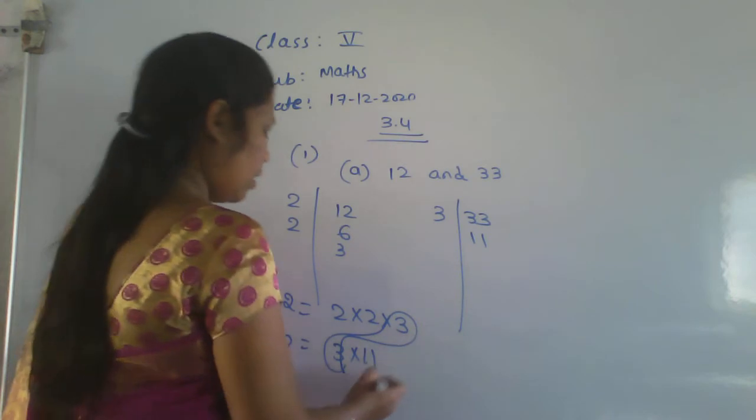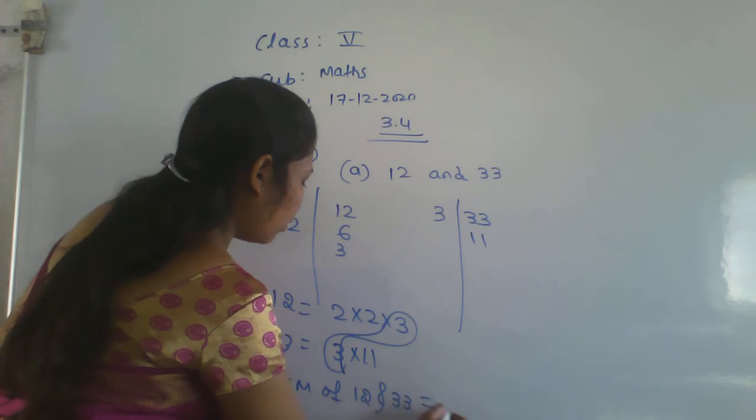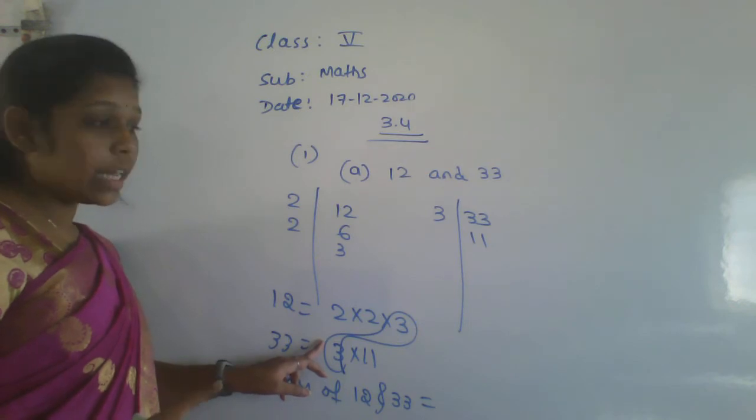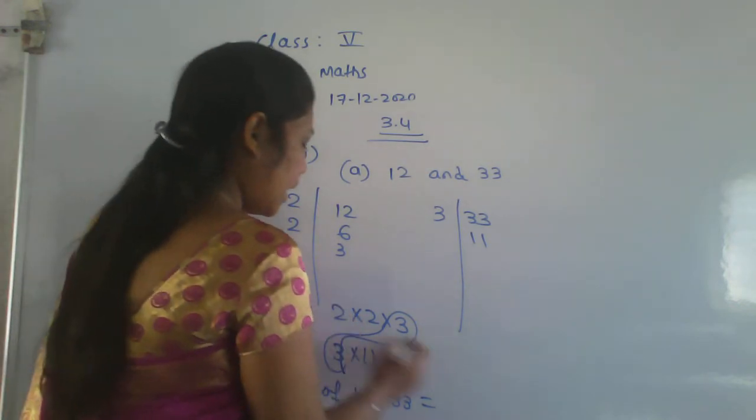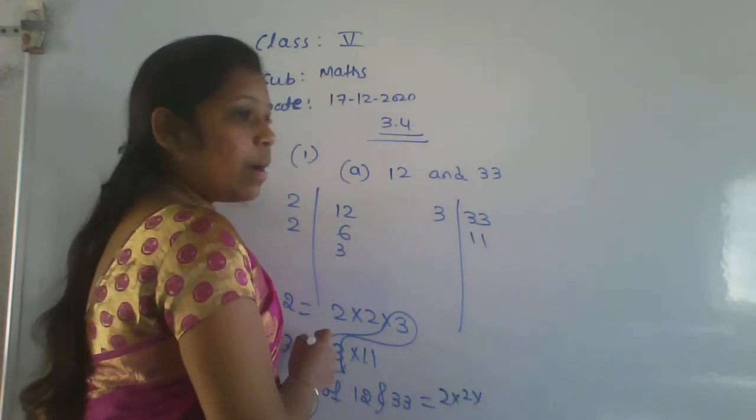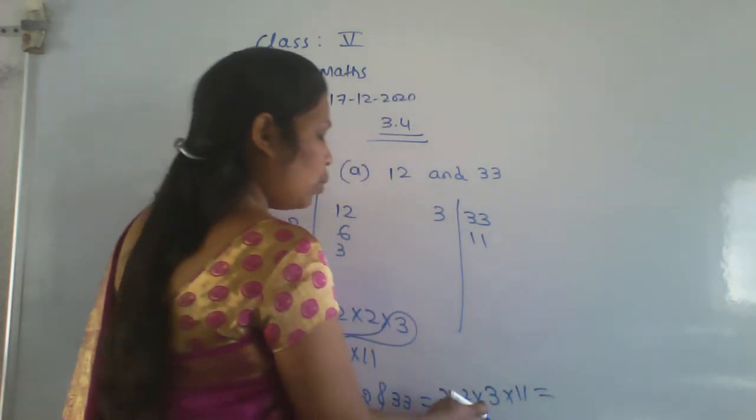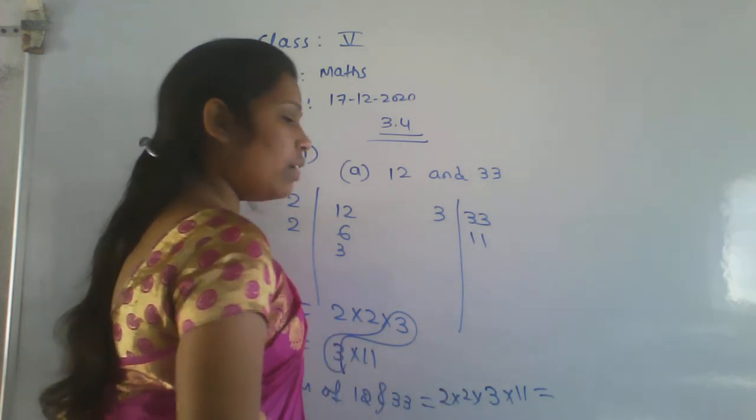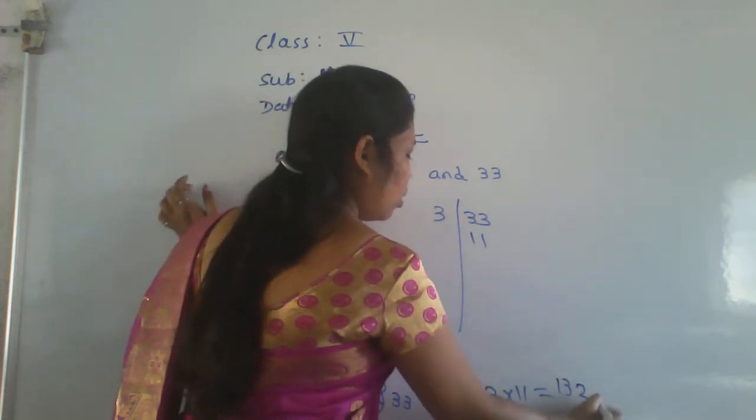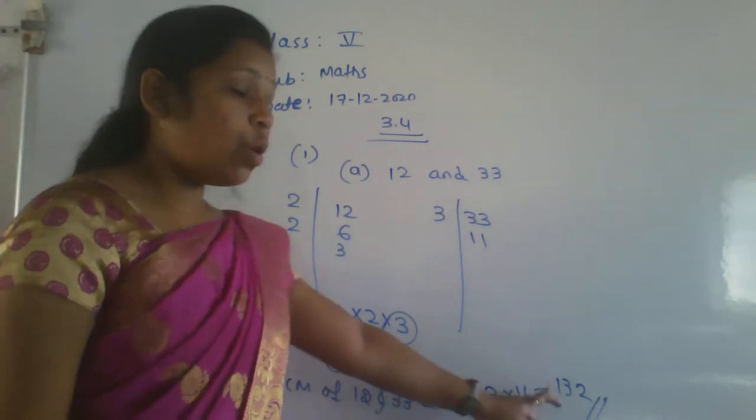So the LCM of 12 and 33: take the 3 only one time, because it is common. Write 2 into 2 into 3 into 11. Now multiply. 2 2s are 4, 4 3s are 12, 12 into 11 is 132. LCM of 12 and 33 is 132.